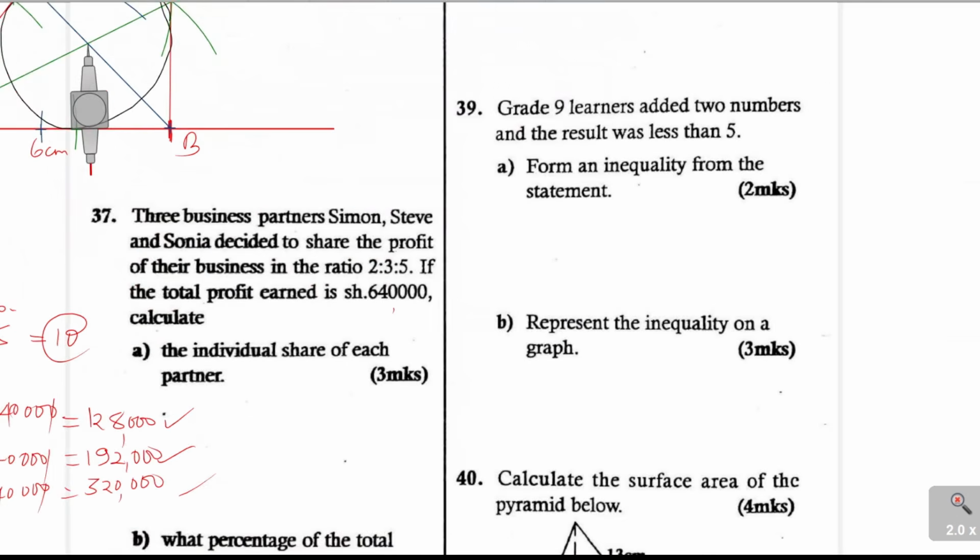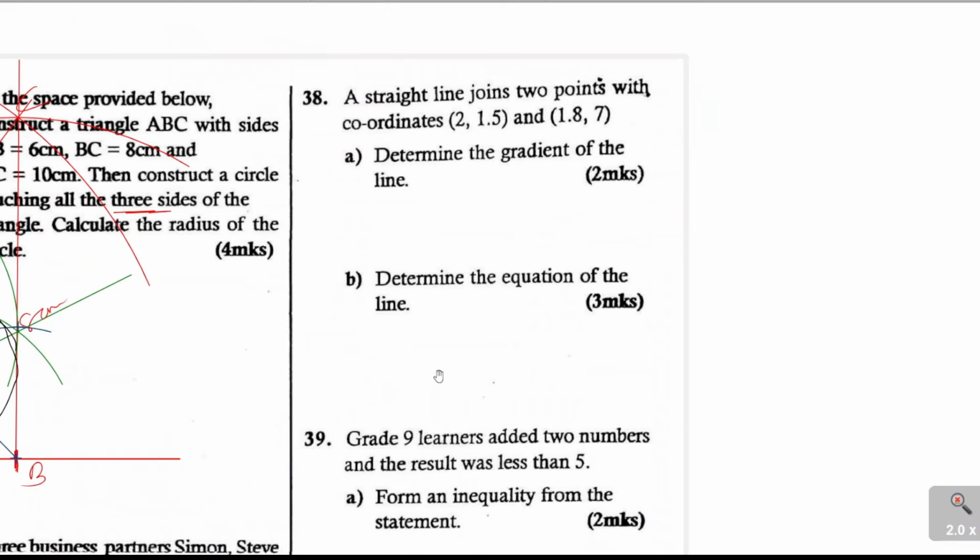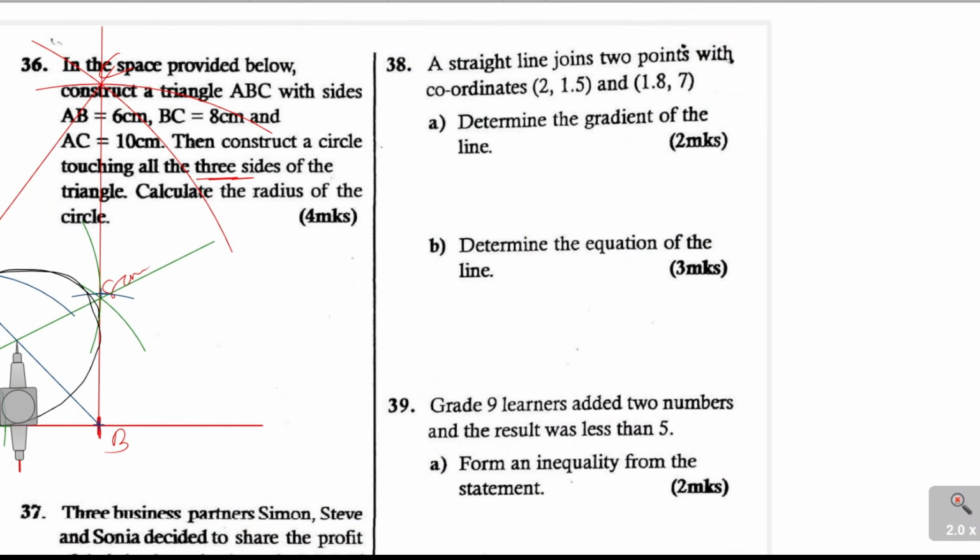So the next question is question 38. A straight line joins 2 points with coordinates (2, 1.5) and (1.8, 7). Determine the gradient of the line. So how do you get gradient? Gradient, I denote by m, is given by the change in y coordinate divided by the change in x coordinate. So this is how we get the gradient.